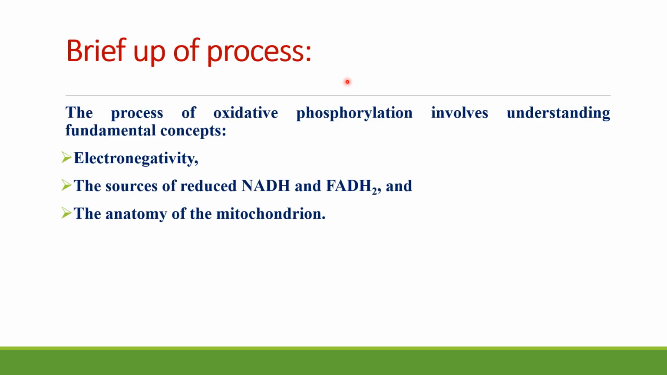Let me brief you about the processes taking place, just the outlines. The process of oxidative phosphorylation involves these basic fundamental concepts. First, we have to understand these things. First is electronegativity. Next, the sources of reduced NADH and FADH2, and then the anatomy of mitochondria.